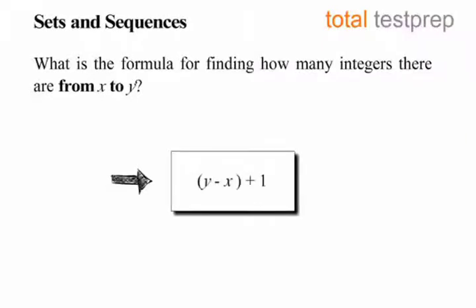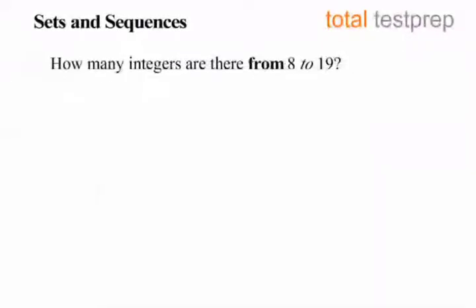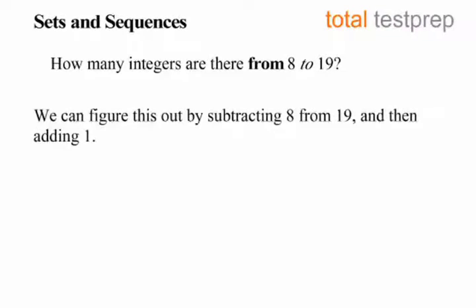What is the formula for finding how many integers there are from x to y? It's y minus x plus 1. So for example, how many integers are there from 8 to 19? If you want to find how many numbers there are from 8 to 19, you can figure this out by subtracting 8 from 19 and then adding 1. In other words, using the formula.